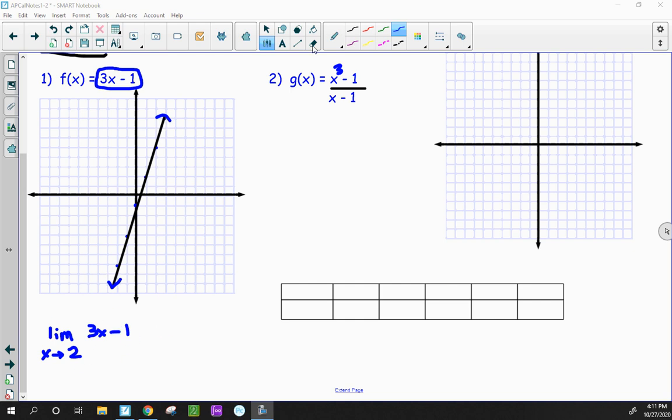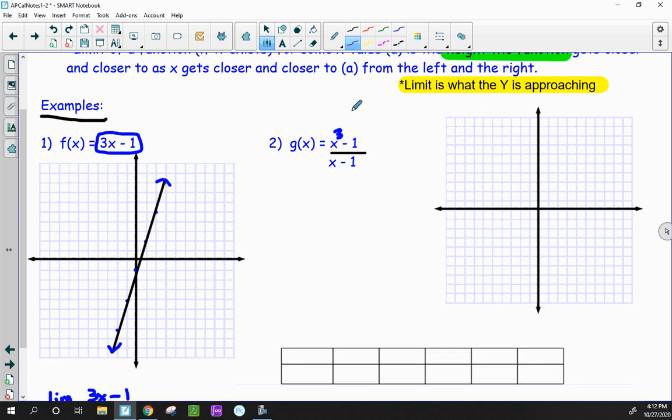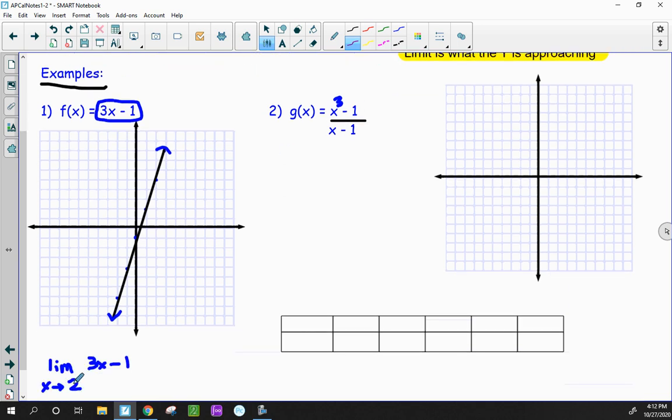And so we'll take a look at the graph, and we'll notice that the way this is worded, the limit, if it exists for some x value a, is the height the function gets closer and closer to as x gets closer and closer to the value. Well, a in my problem is 2. So I'm going to come in from the left side. Here is 2, obviously on the x-axis, right here. You're going to get closer as you travel across the x-axis. You're getting closer and closer to 2.